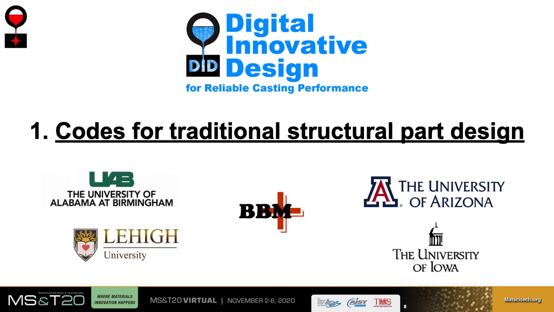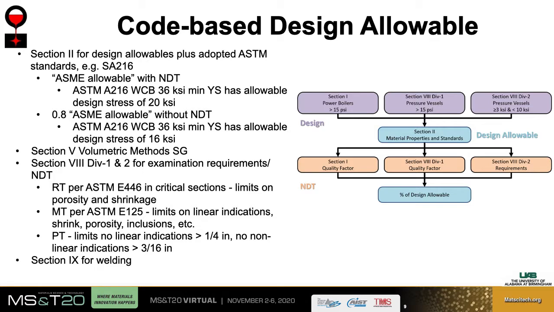Our first design approach is establishing code-based design allowables with embedded NDT. This is a conservative design method where properties are assumed uniform in the entire part, so a safety factor is incorporated into the design. Design limits are specified using codes and standards such as the ASME boiler and pressure vessel code. The design flow chart for boiler and pressure vessel code components is shown on the right.